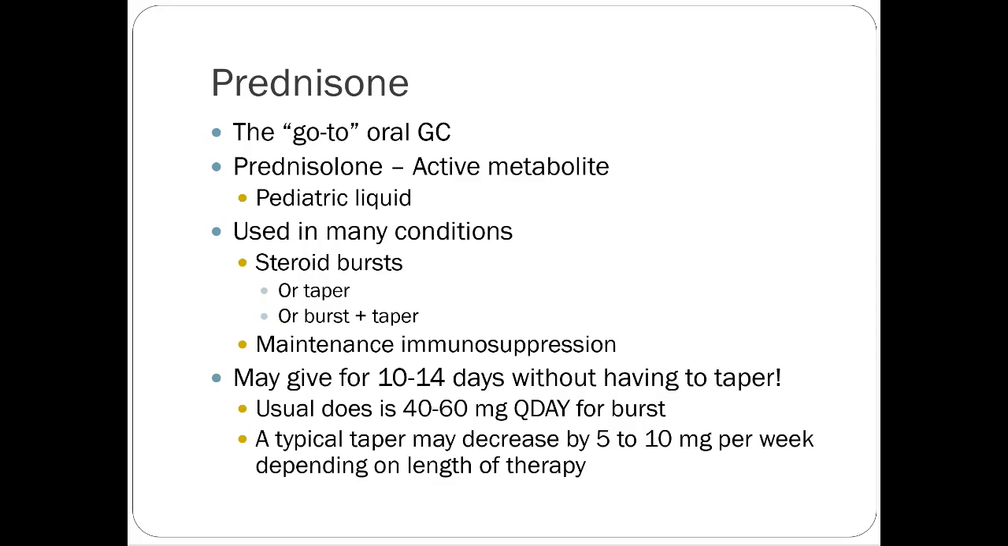Prednisone, again, is our go-to oral. Prednisolone is the active metabolite, so you might see certain medications like pediatric liquids come that way, but it's basically the same thing. They're used in a lot of different indications, steroid bursts, for anything from an asthma exacerbation to chronic immunosuppressive therapy. Now, one thing to think about when using steroids is that when you give them in short courses, there's not a significant risk of any side effects or problems.